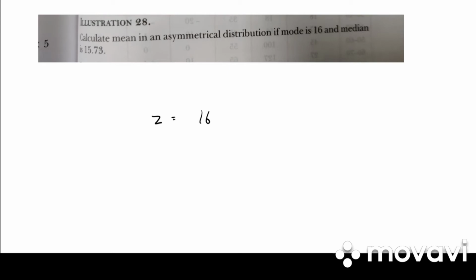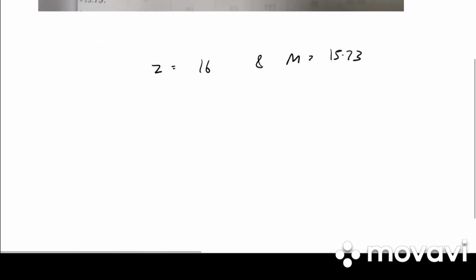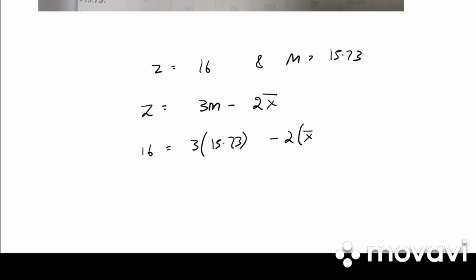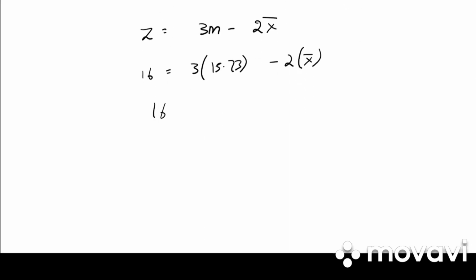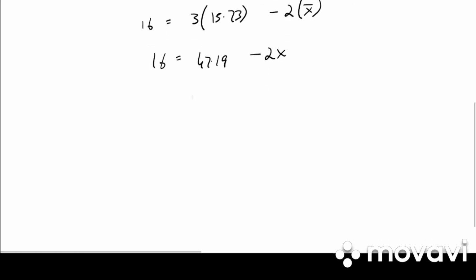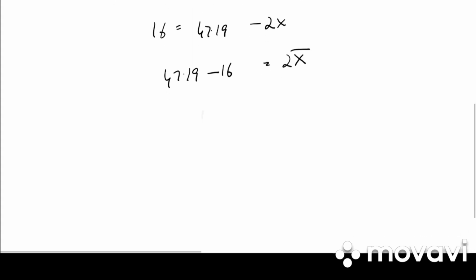Next, take down illustration 28. Calculate mean if mode is 16 and median is 15.73. So mode is equal to 3 median minus 2 x bar. 16 is equal to 3 into 15.73 minus 2 into x bar. 16 is equal to 47.19 minus 2x bar. 47.19 minus 16 is equal to 2x bar.